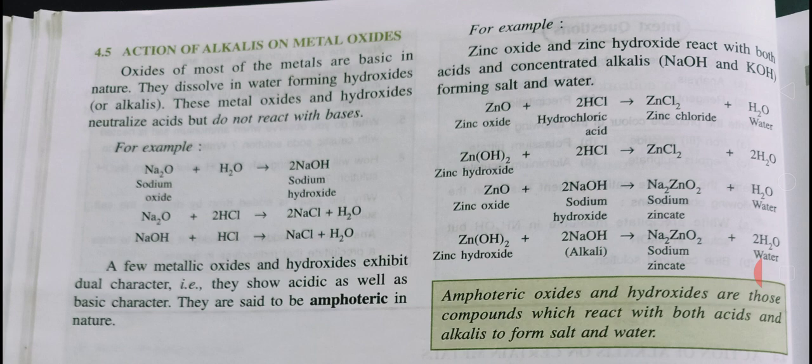So zinc oxide reacts with HCl to give you salt, zinc chloride, and water. And zinc oxide also reacts with NaOH to give you salt, sodium zincate, and water. The same thing, zinc hydroxide reacts with HCl, acid, to give you salt, zinc chloride, and water. In the same way, zinc hydroxide also reacts with NaOH to give you sodium zincate, a salt, and water. So amphoteric oxides and hydroxides are those compounds which react both with acids as well as alkalis to form salt and water.